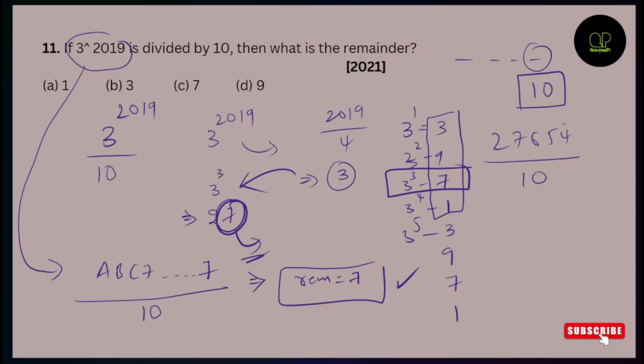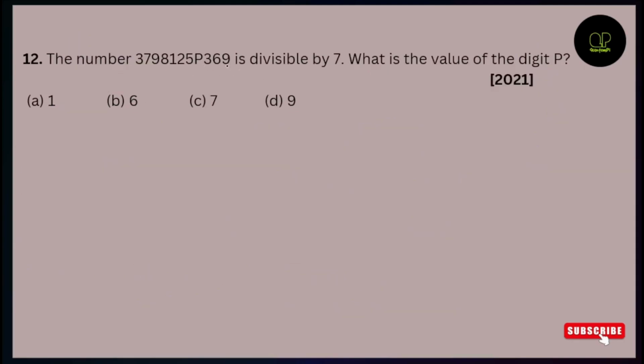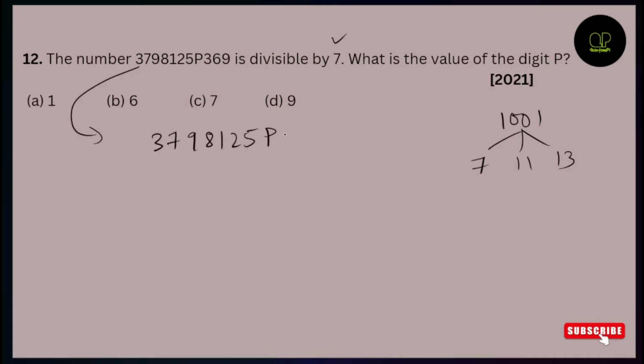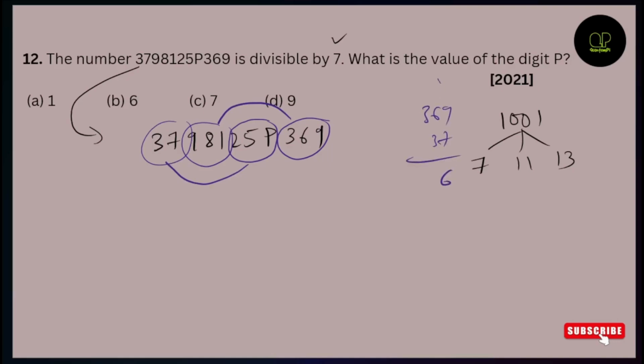Now let's move on to the next question. So this number is divisible by 7. What is the value of p? I already talked to you about divisibility of 1001. It is the same for 7, 11 and 13, so let us use that rule here. The number is 379, 81, 25 and you have p here, 369. The divisibility rule of 7: make sets of 3 digits, add these and subtract this, right?